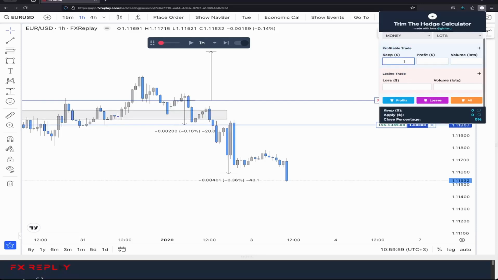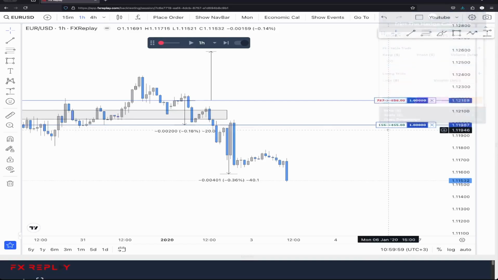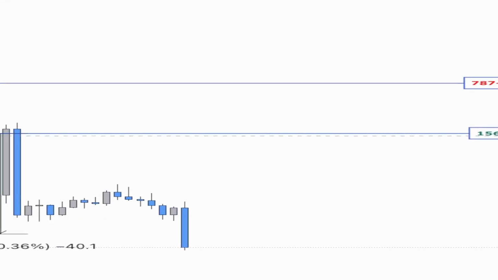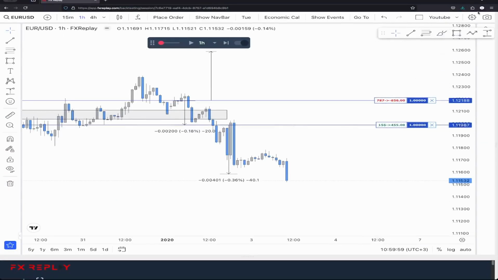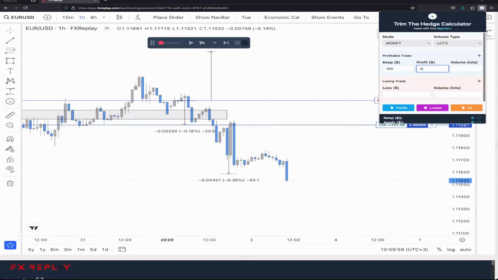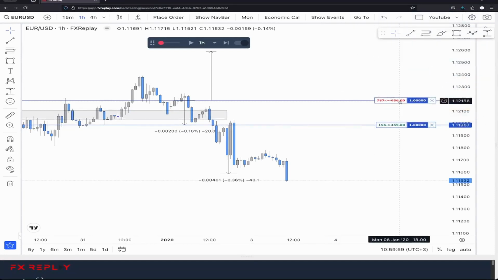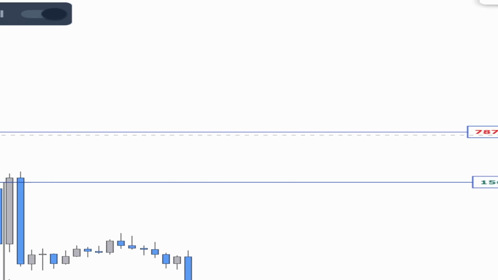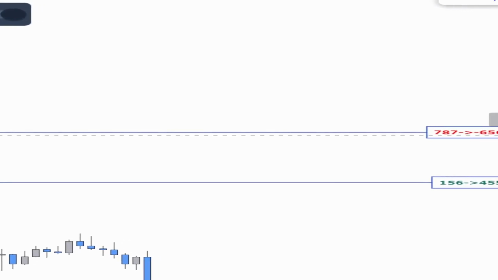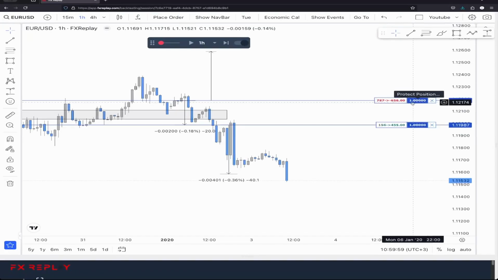So in this case, bearing in mind I had traded one lot of Euro USD, keeping 10 pips of that would amount to $100, and then my profit was 455. So I add 455 there with a volume of one lot, and my loss was $656 with one lot volume.